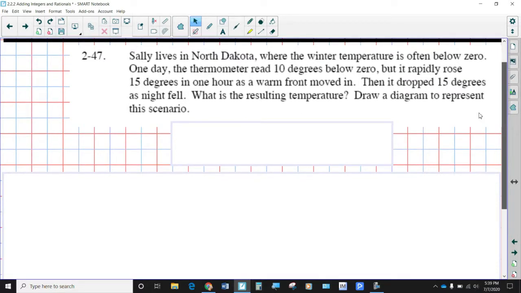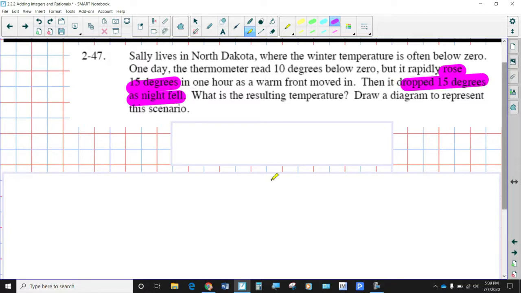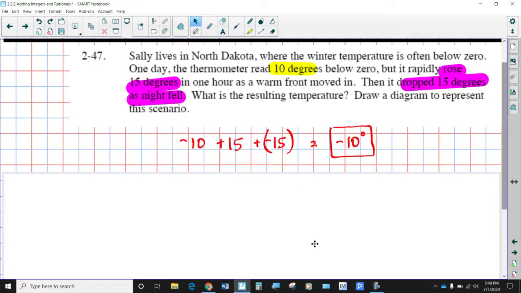Okay, so do you notice this whole thing, it rose 15 degrees and then it dropped back down 15 degrees? Where is it going to end up? Where it started, right? It should end up at -10 degrees. So how would we draw that? I put a little degree sign in there too. How would we draw that with a diagram?